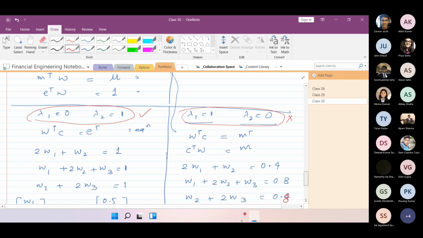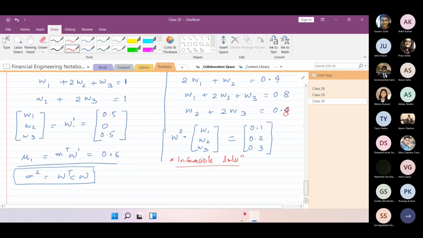So what I need to do, I just don't need to think too much, but rather I will normalize it, so that the sum would become 1. That's all. This means that my weight would be, rather than 0.1, 0.2, 0.3, it would be 1 by 6, 2 by 6 and 3 by 6. You just have to normalize this one.